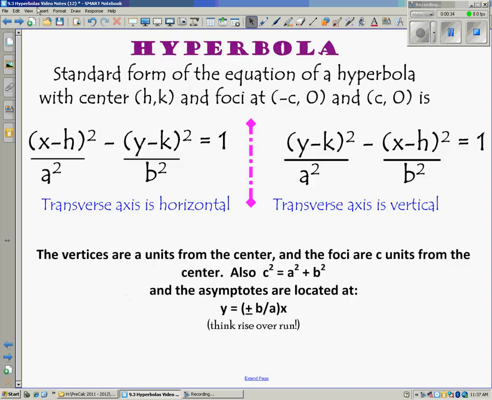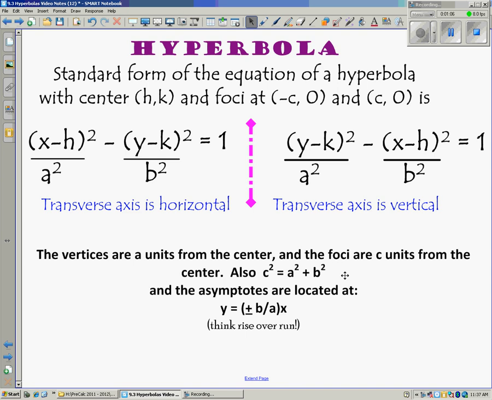On this next slide, we have a lot to write down. So please pause the video, make sure that you get the standard form of the equation of each one of these written down. This equation has a transverse axis that is horizontal, means the branches of your hyperbola are going to open right and left. Here we have y first. Notice the subtraction. Your transverse axis here is vertical, which means that your branches are going to open up and down. So you need to write down these 2 equations.